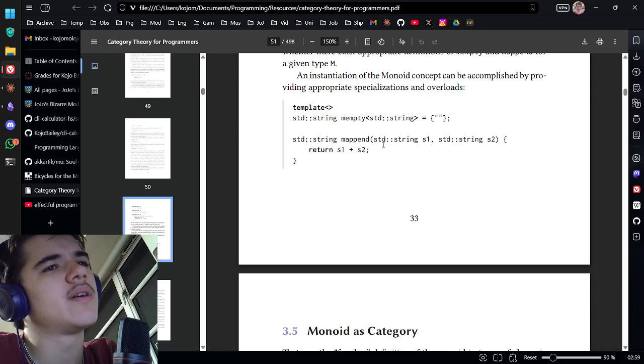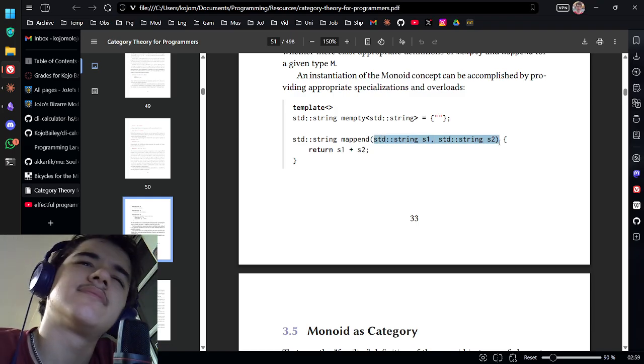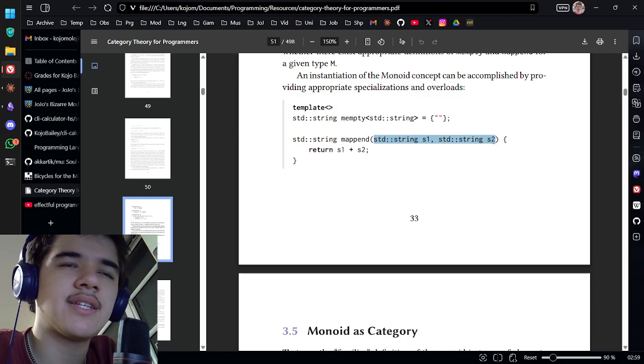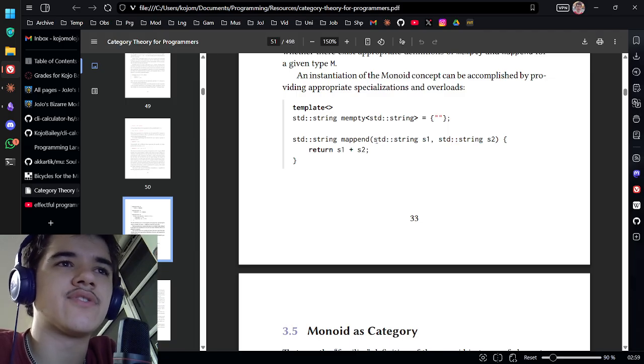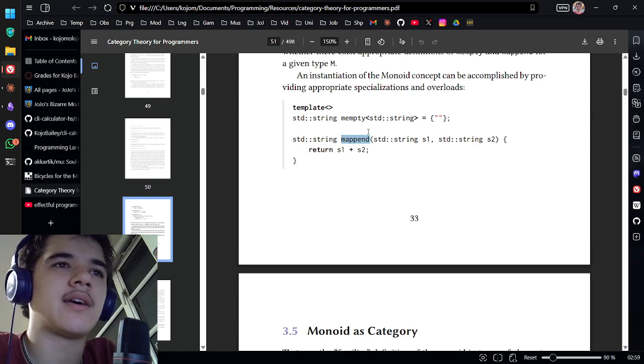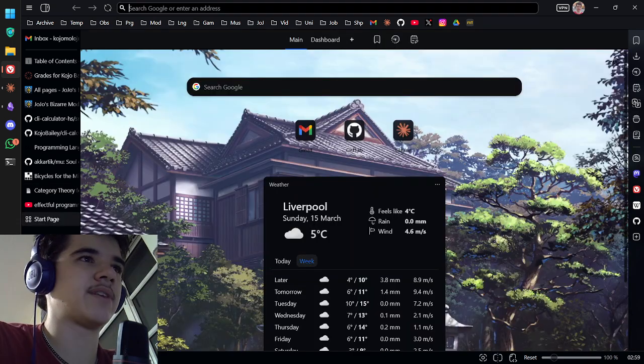Why is that different from Haskell? Because I think Haskell takes a list of lists, right? Like a list of strings as opposed to just two arguments. I could be wrong. I'll look it up actually before I speak further.